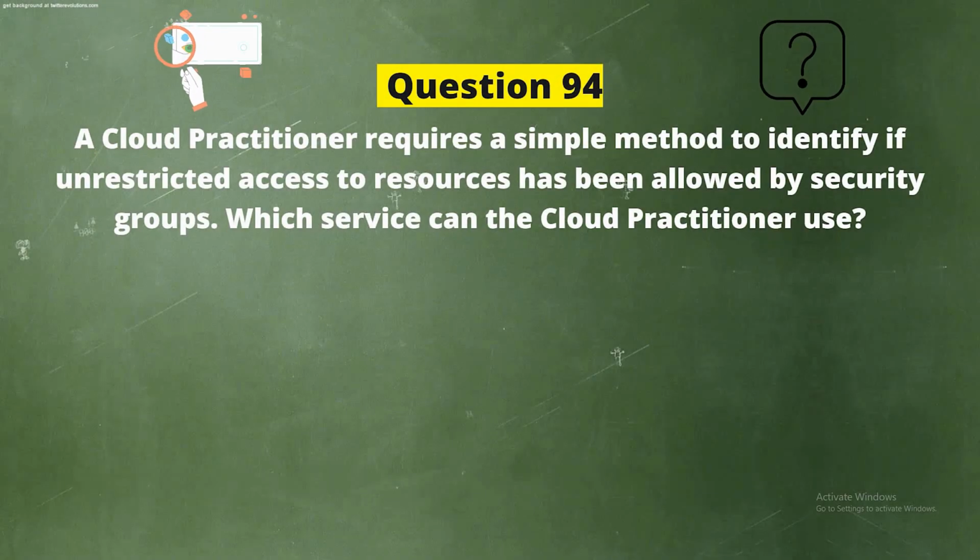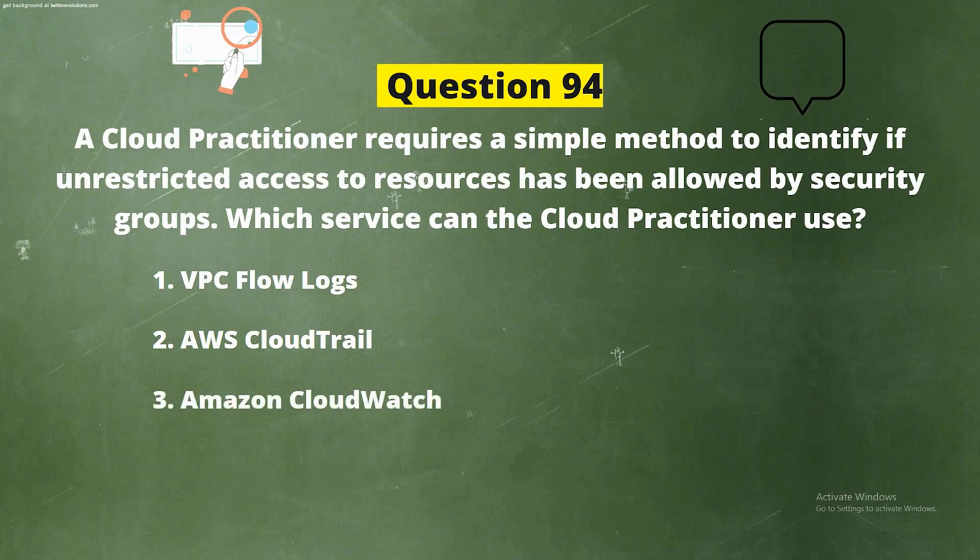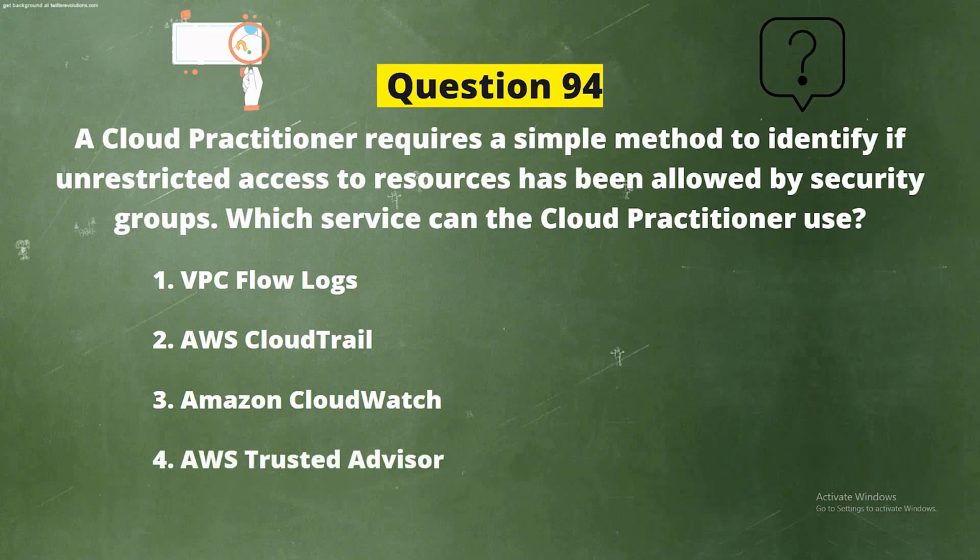Next question. A cloud practitioner requires a simple method to identify if unrestricted access to resources has been allowed by security groups. Which service can the cloud practitioner use? And the options are: Option 1. VPC Flow Logs. Option 2. AWS CloudTrail. Option 3. Amazon CloudWatch. Option 4. AWS Trusted Advisor. And the correct answer is Option 4.